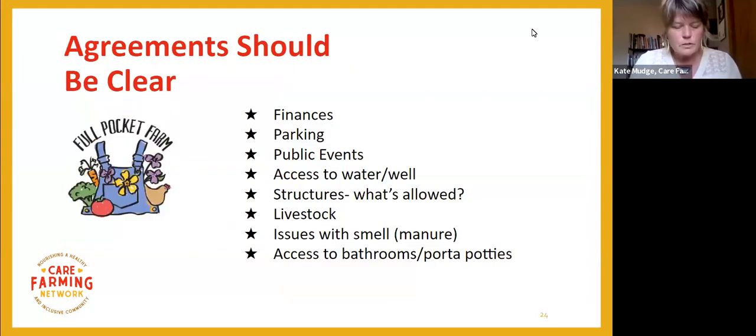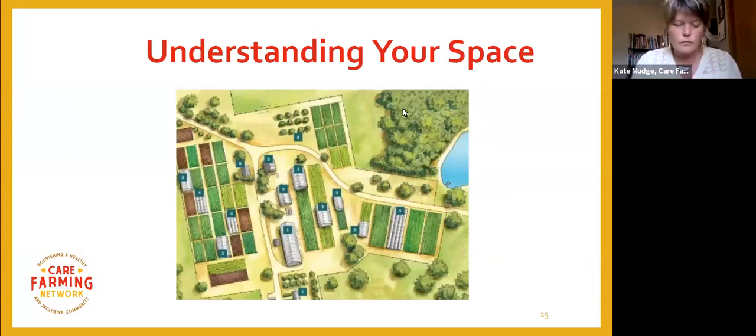Gail from Full Pocket mentioned that when starting out, they recommend that agreements don't have to be full of jargon and legalese. They just simply need to be clear. And their advice, if renting from a friendly landlord, is to clarify all potential issues: finances, parking, public events, access to water or the well, the structures, the livestock. Sometimes there are issues with smell and things like access to the bathrooms or to porta potties. So understanding your farm's space is really integral to a successful operation.